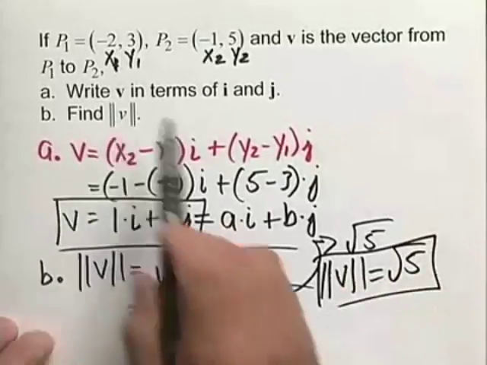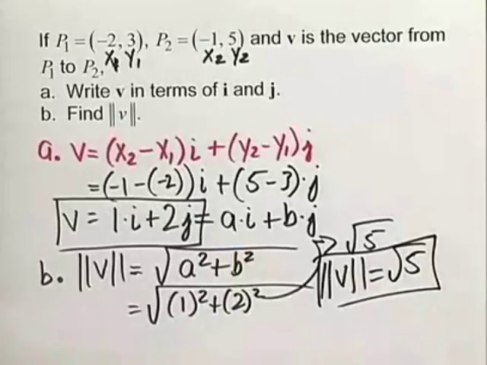So we've done it. We have our vector in terms of i and j, and we found the magnitude of that vector.